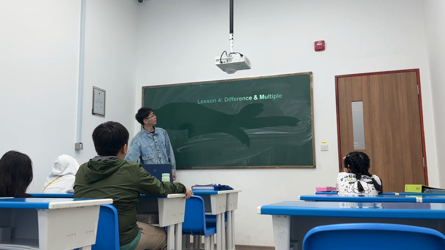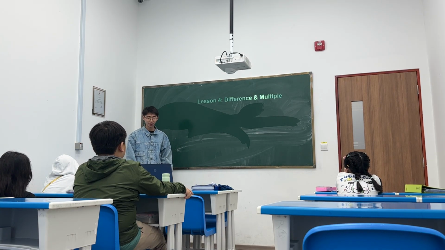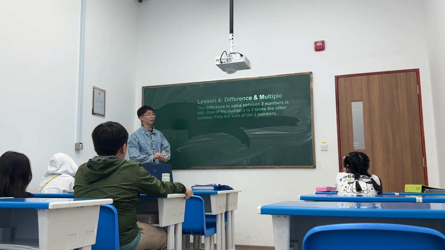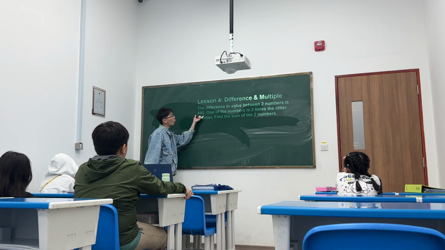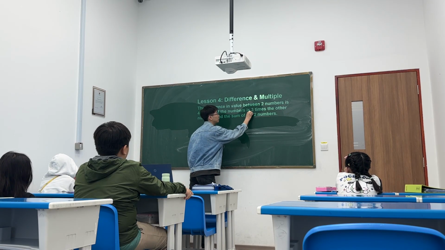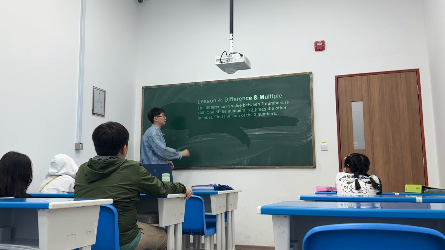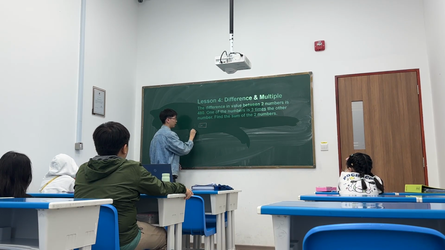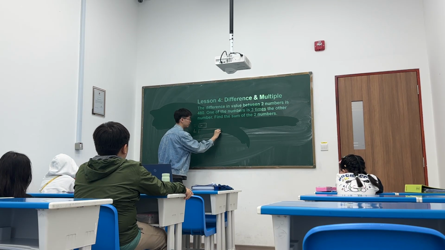And moving on, we'll take a look at the difference and multiple problem. So again, a very basic question. The difference in value between two numbers is 480, and one of the numbers is 3 times the other number. Again, we start drawing from the multiple relationship here. So the smaller one is 1 unit. The larger one contains 3 units.